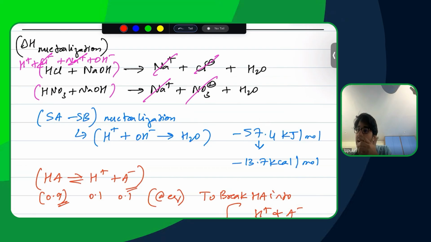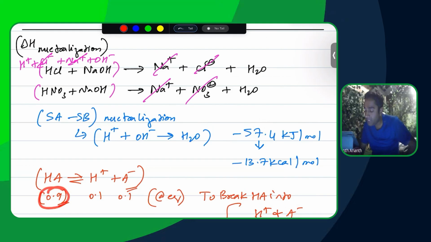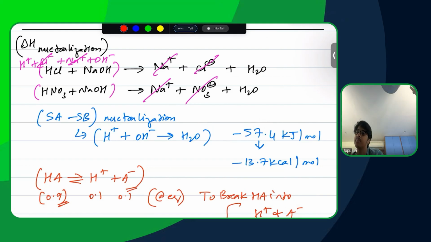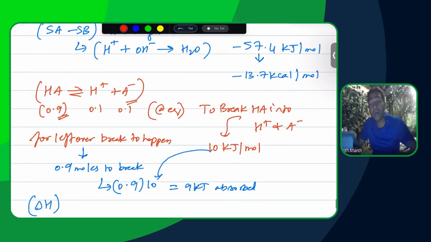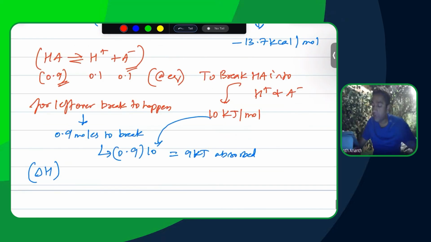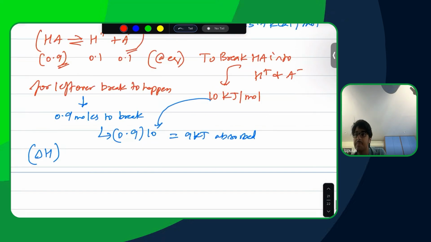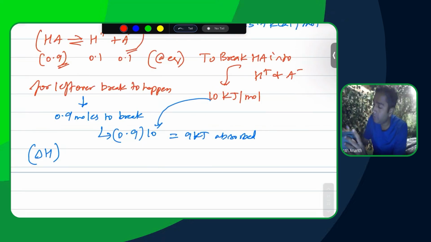But then again, this extra HA is also breaking, so we need to provide more energy. You require a little bit more energy, or a little bit of the energy which is released is consumed away now. So it will release lesser energy.